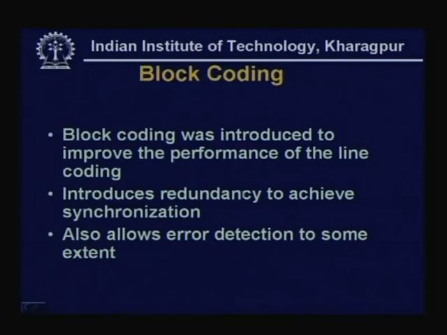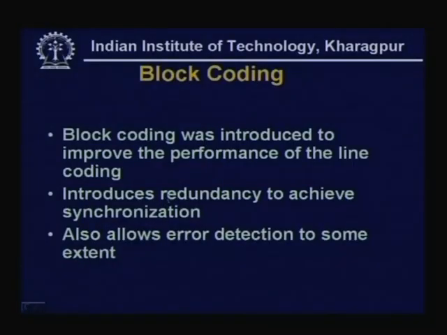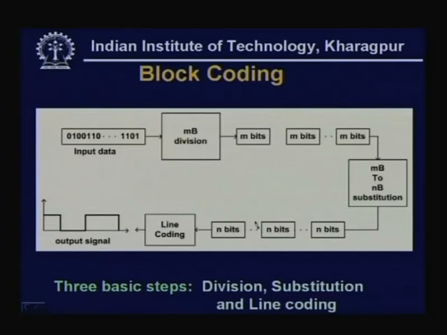Performance in terms of what? Performance in terms of synchronization, performance in terms of bandwidth, performance in terms of error detection. These are the three important parameters which are considered. As I mentioned, the basic concept that is being used here is redundancy. So, it introduces redundancy to achieve synchronization. Also, because of the redundancy introduced here, apart from synchronization, it also allows error detection to some extent.